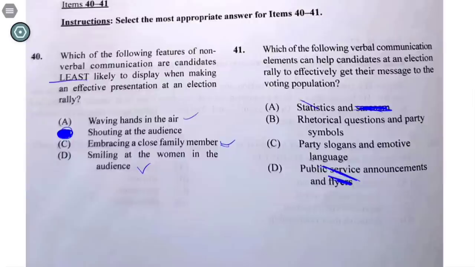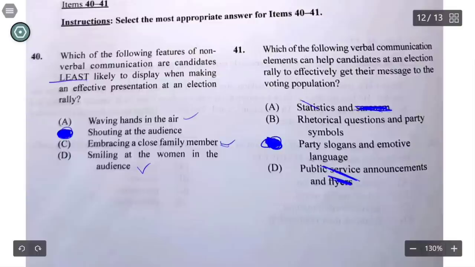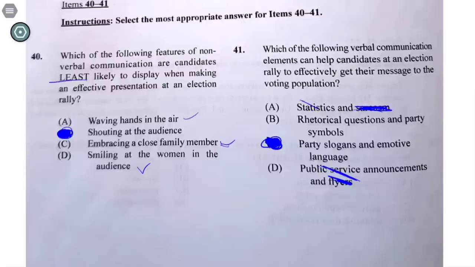No, I'll go with party slogans and emotive language, because you want to appeal to people's emotions, as well as the party slogans, they're catchy. They let people know right off the bat what you're about, right? And they just have a buzz. So you want to jump on that excitement. Rhetorical questions and party symbols, maybe, but I wouldn't choose that.